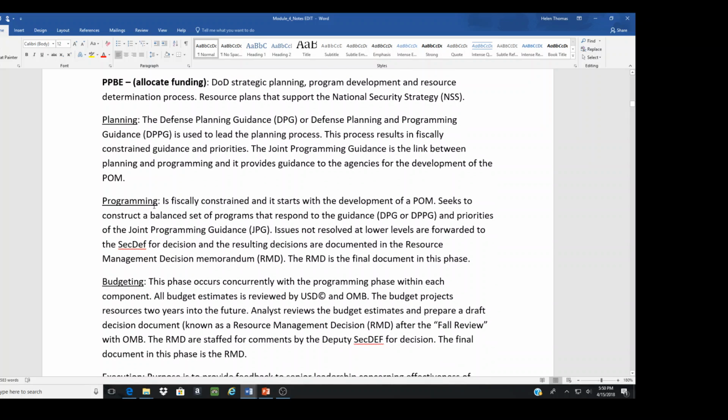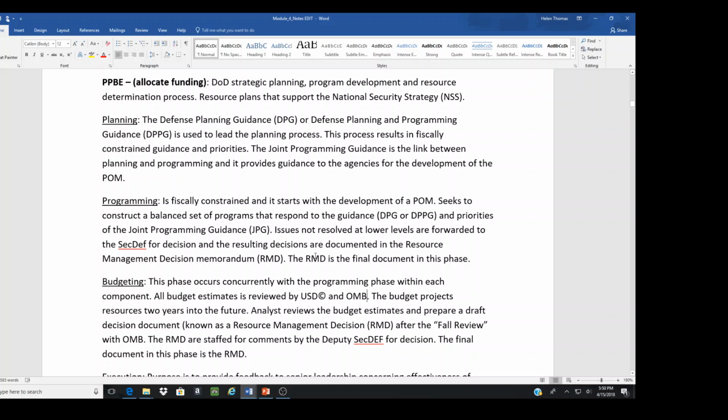Next is the programming phase of PPBE. That's fiscally constrained. Now I know what my plan is. Looking at the resources, I need to prioritize them in my POM, in my programming. It seeks to construct a balanced set of programs that responds to the defense planning. So based on what I plan, now I need to have the resources prioritized to meet that plan. And when we talked about PPBE in Module 2, we also said that the final document in the programming phase at the DoD is the resource management decision.